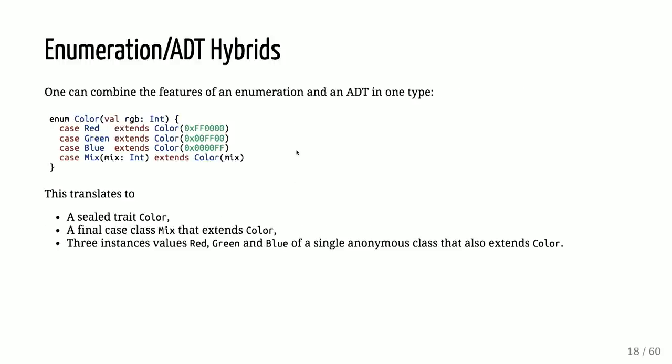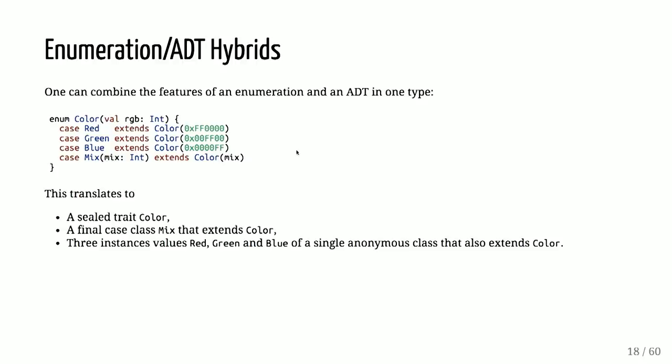But what you can also do is mix enumerations and ADTs, and that shows why it makes sense to use the same construct for both. So here you have a new version of your Color class, which now has an RGB argument. And it says, we have red, green, and blue, which essentially give you the standard RGB values for that.